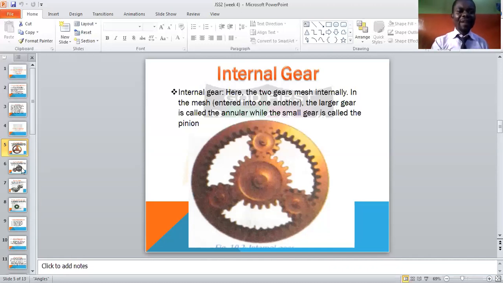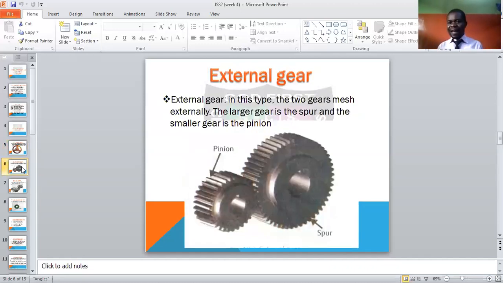Then when you have internal, you need to also have external. In external gear, the two gears mesh externally, like the back of this one touching the back of the other. One does not enter inside or into the other. That is what we mean. Not that one enters into the other one, as in the case of the internal gear.